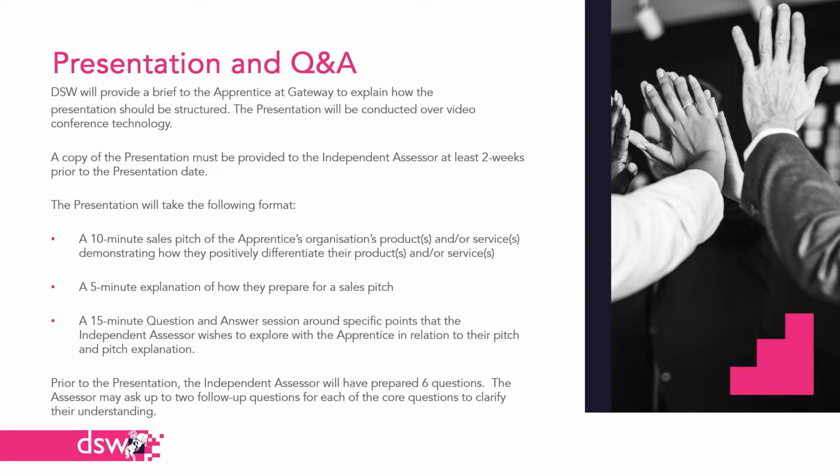The presentation will take the following format: a 10-minute sales pitch of the apprentice's organisation's products or services, demonstrating how they positively differentiate their products or services. All apprentices will be allowed to run over the allocated time by 1 minute in their presentation. The presentation will then be drawn to a close at 11 minutes. A 5-minute explanation of how they prepare for a sales pitch. A 15-minute question and answer session around specific points that the assessor wishes to explore with the apprentice in relation to their pitch and pitch explanation.